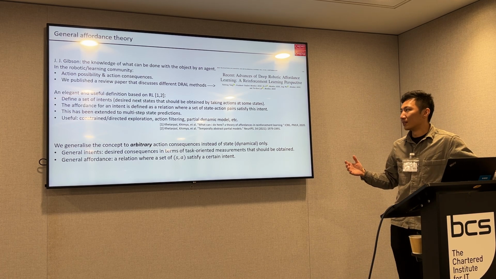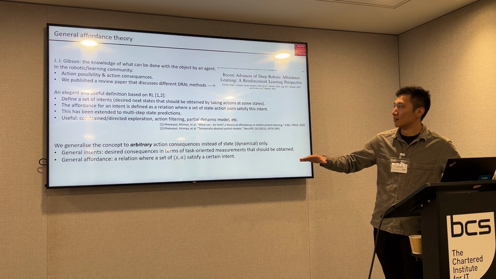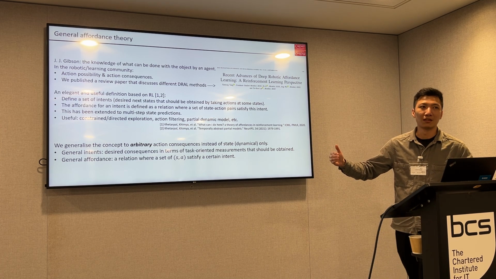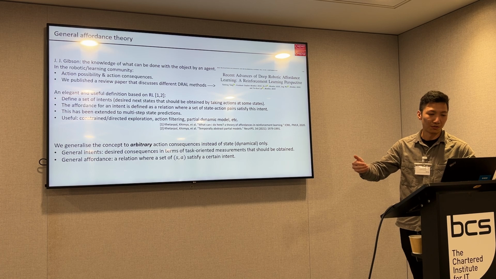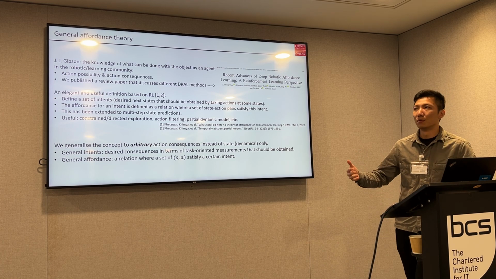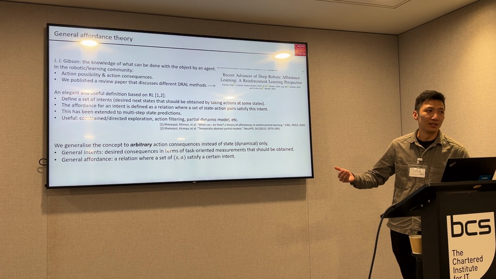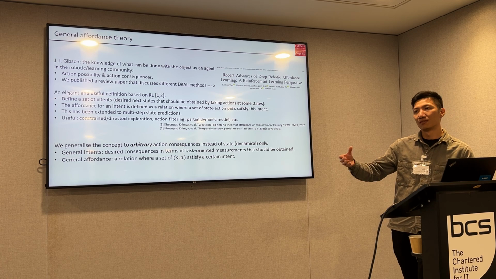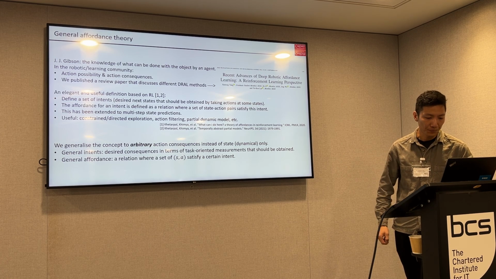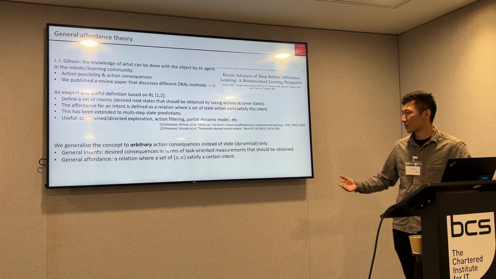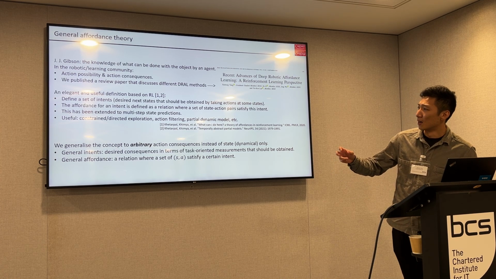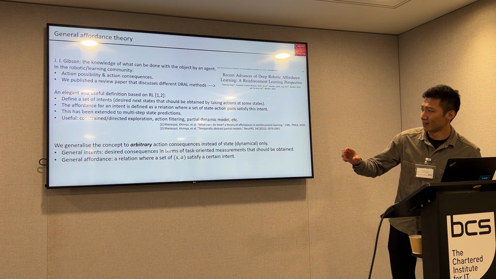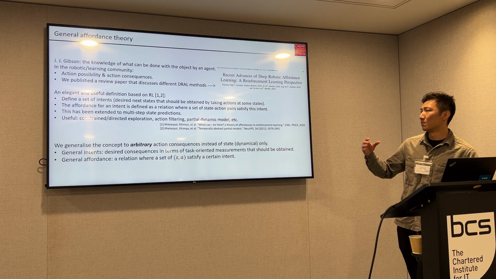And then we thought, right, this is more about the prediction of the dynamics related to its affordance. So we thought it would be more useful if we can predict arbitrary consequences of the actions rather than just the dynamics aspect. So we generalized it a bit to include this concept of general intents that we actually want the robots to look at.